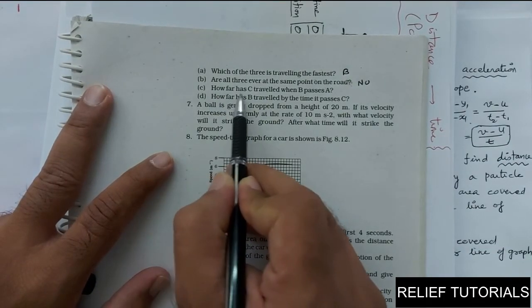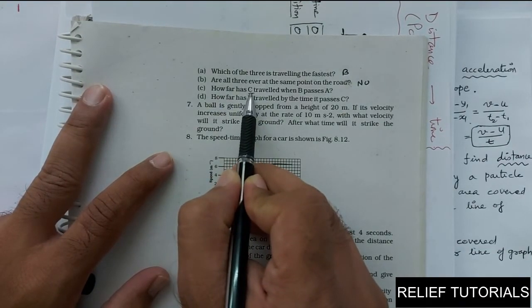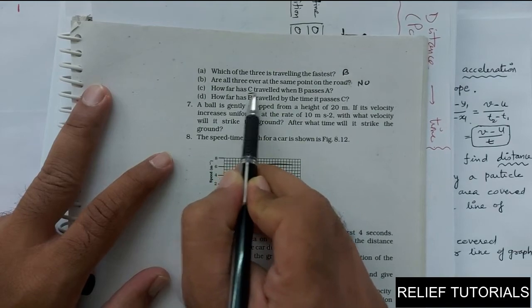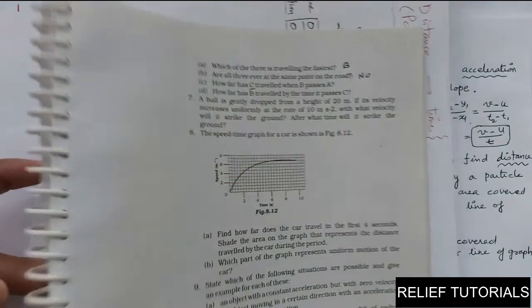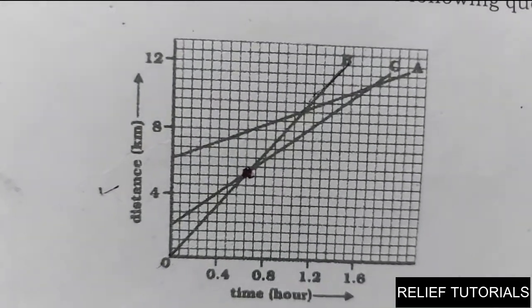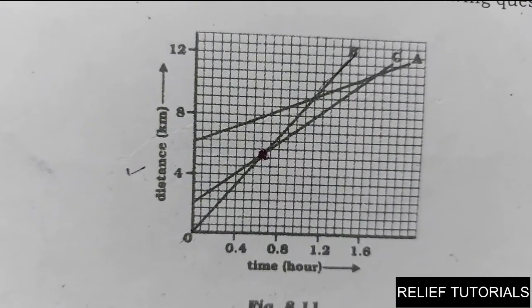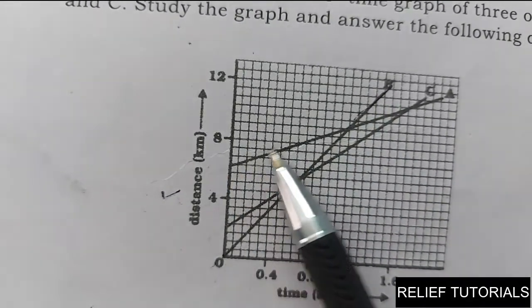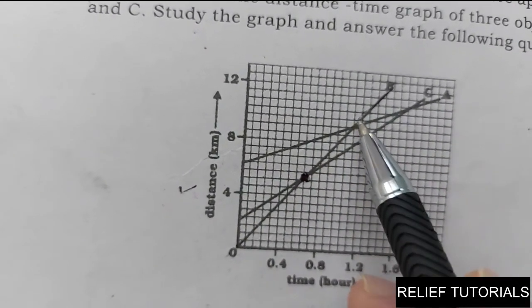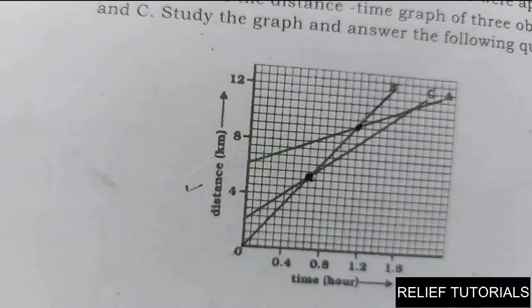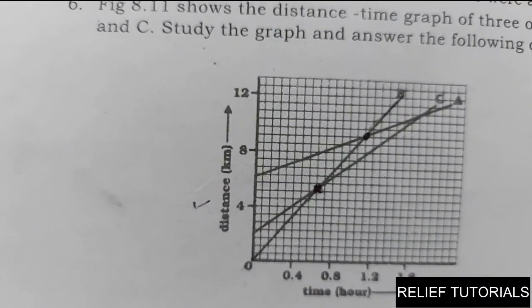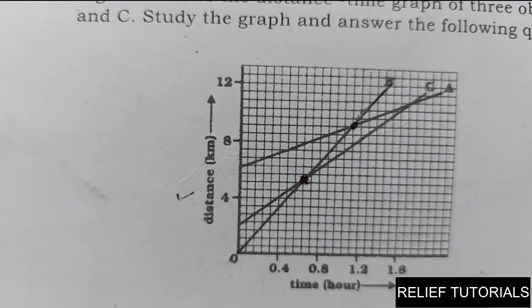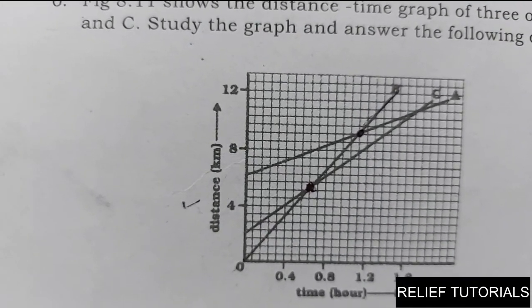Now, how far has C traveled when B passes A? When B passes A means when B is overtaking A. Look at the graph of B and the graph of A. So I think at this point, B is overtaking A. But the question is, when B is overtaking A, where is C? Means what is the distance traveled by C?